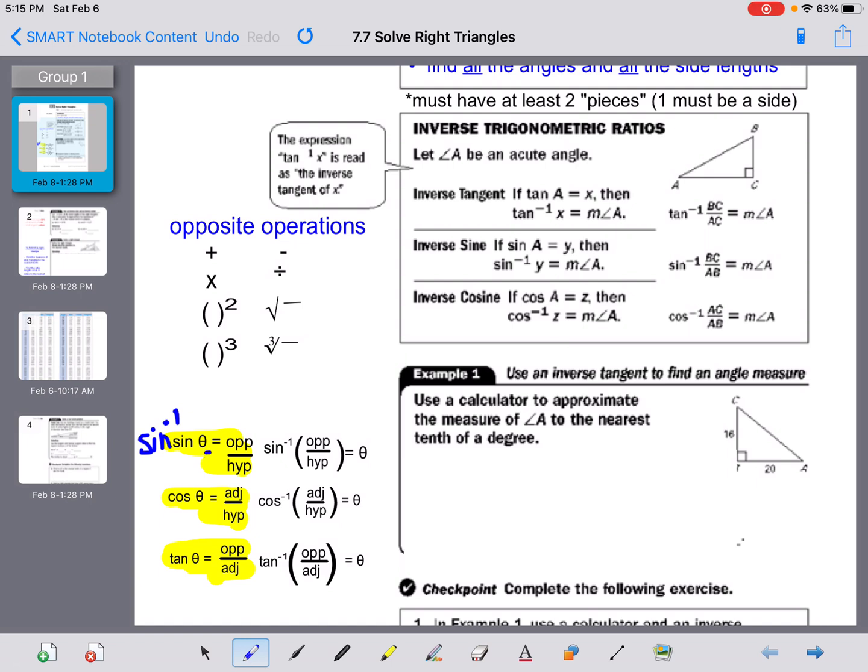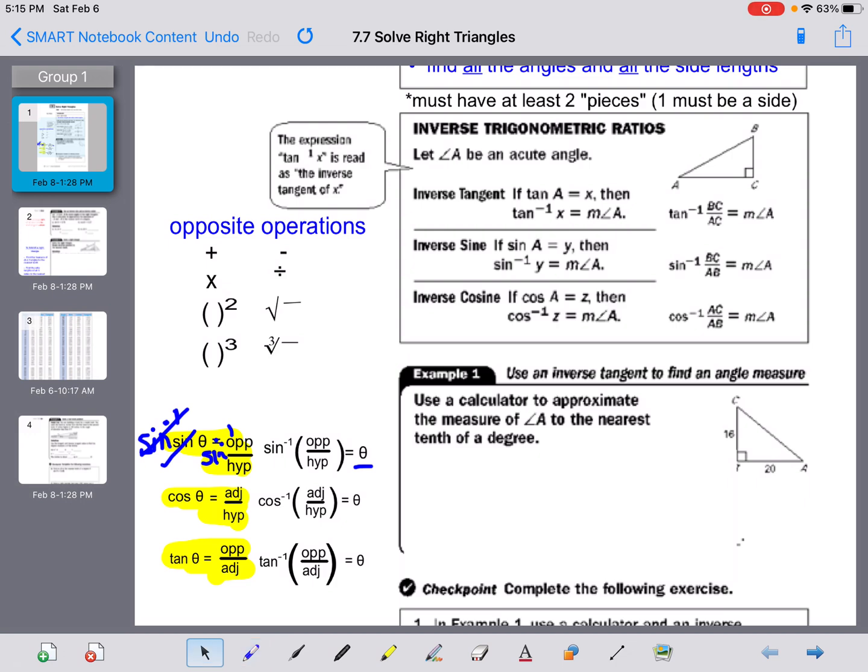And what I do to one side, I have to do to the other, okay? On this side, a sine inverse and a sine cancel each other out, and I'm left with theta. Then on the other side, I have sine inverse of the opposite over the hypotenuse, whatever that number or fraction or decimal happens to be. So on all of these, the inverse is the opposite, okay?